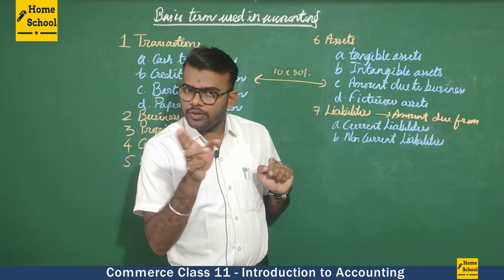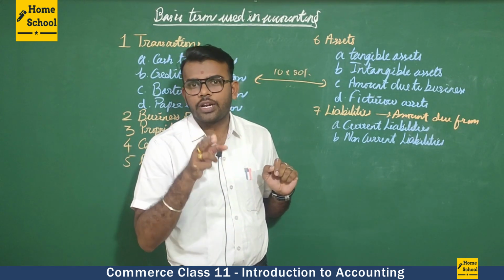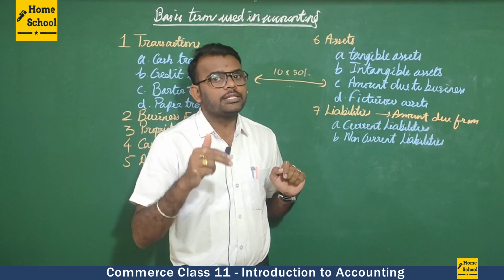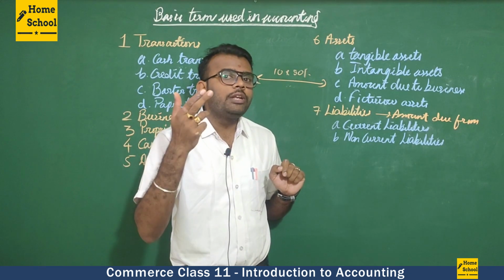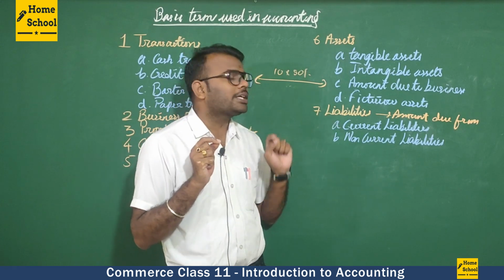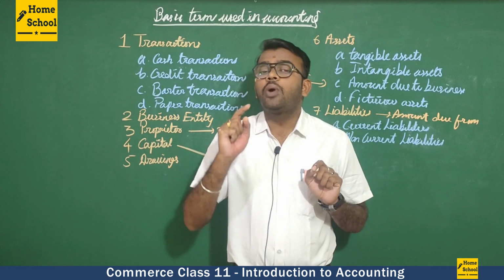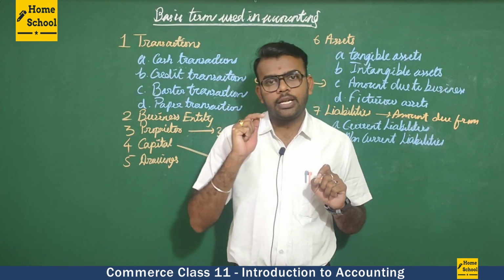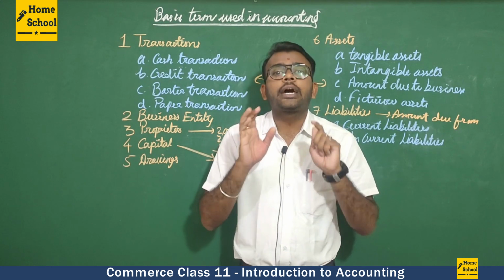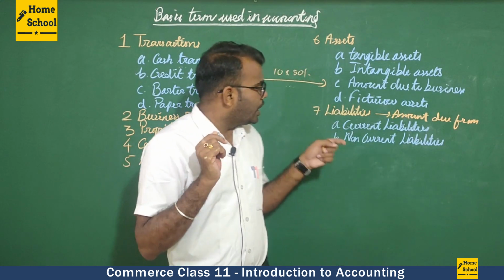Okay, so continue the previous example. You bought 100 bags of rice, and you told him that you will pay that 1 lakh rupees within 6 months. That will become what? Current liabilities. You are paying within 1 year. Anything the business has to pay within 1 year is a current liability.